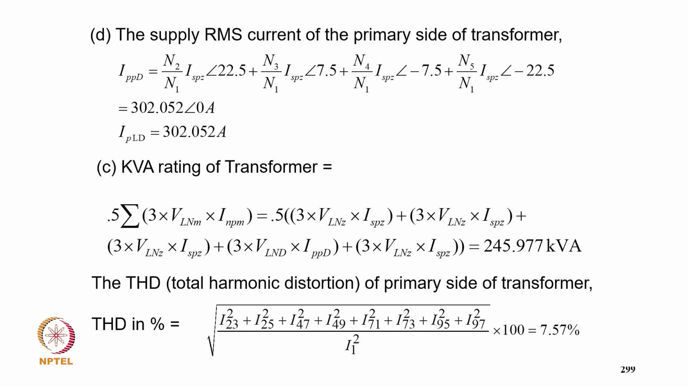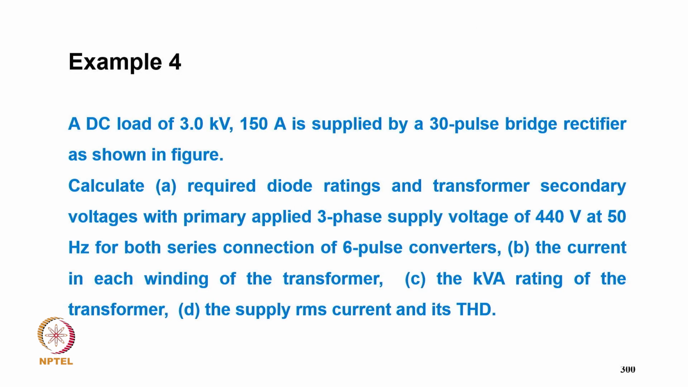So the kVA rating is 0.5 times 3 VLN IN, and putting in the value, it comes to 45.977 kVA. And the THD, adding all harmonics 23 to 97 upon I1, comes to 7.57%.